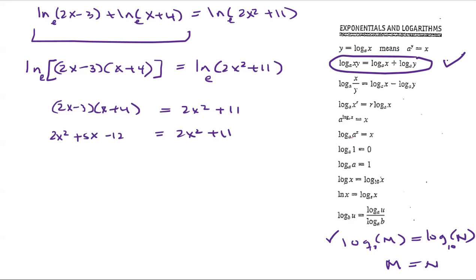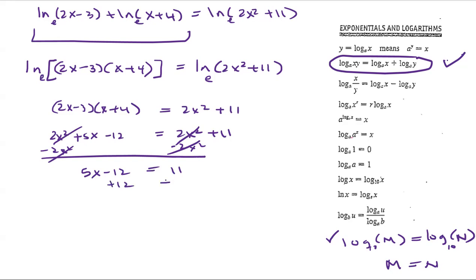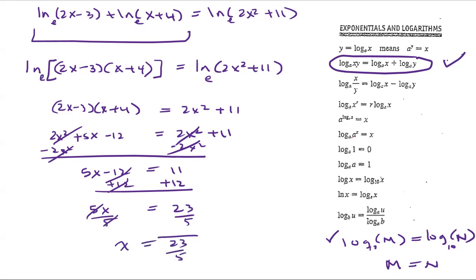So we have 2x squared and a 2x squared here, so we can subtract them. I can subtract the 2x squared from both sides, and those are going to cancel. That leaves us with 5x minus 12 is equal to 11. Then we're going to add 12 to both sides. That cancels, and that gives us 5x equals 23. Then we divide both sides by 5. So our answer is 23 over 5.